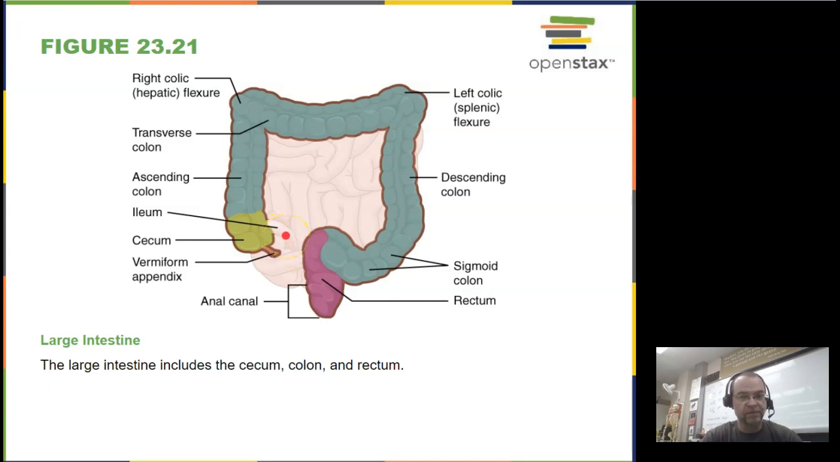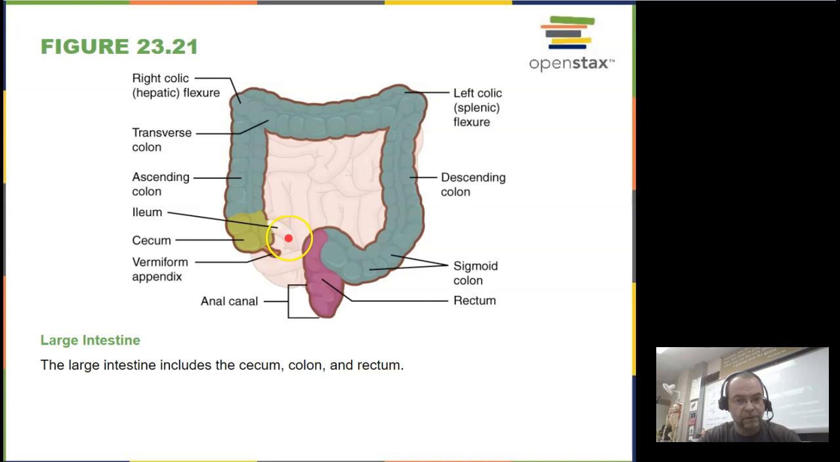So remember, we've got mouth, esophagus, stomach, small intestine. Small intestine is made up of three portions: the duodenum, the jejunum, and the ileum. Here's the ileum right here.